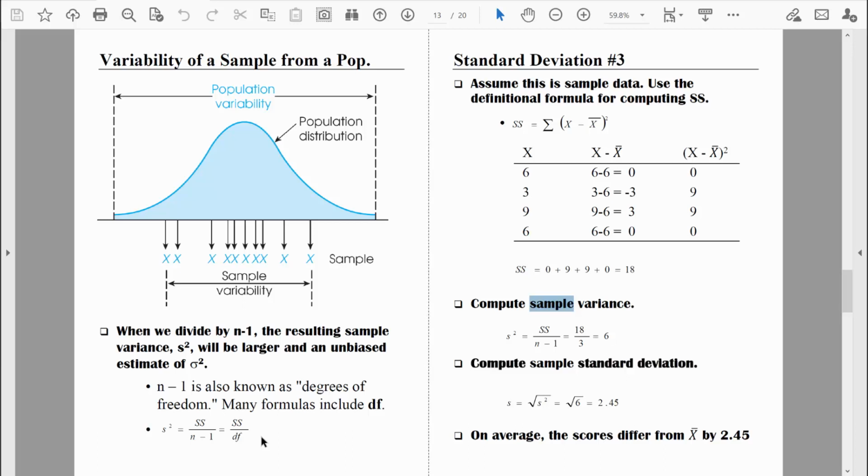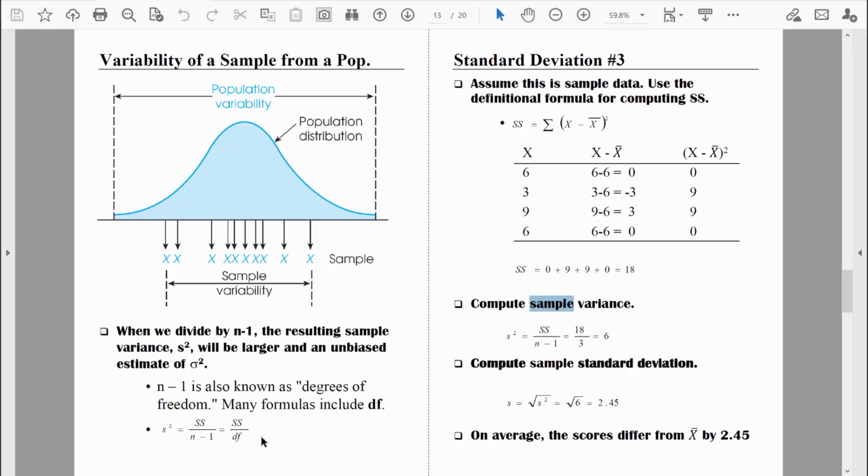Think about this for a minute. I just told you that sample variance tends to underestimate population variance without a correction. The correction that I just explained to you divides the sum of squares by a smaller number, n minus 1. If I divide sum of squares by a smaller number, the sample variance that we compute will be larger. That's the basic point that you need to understand.